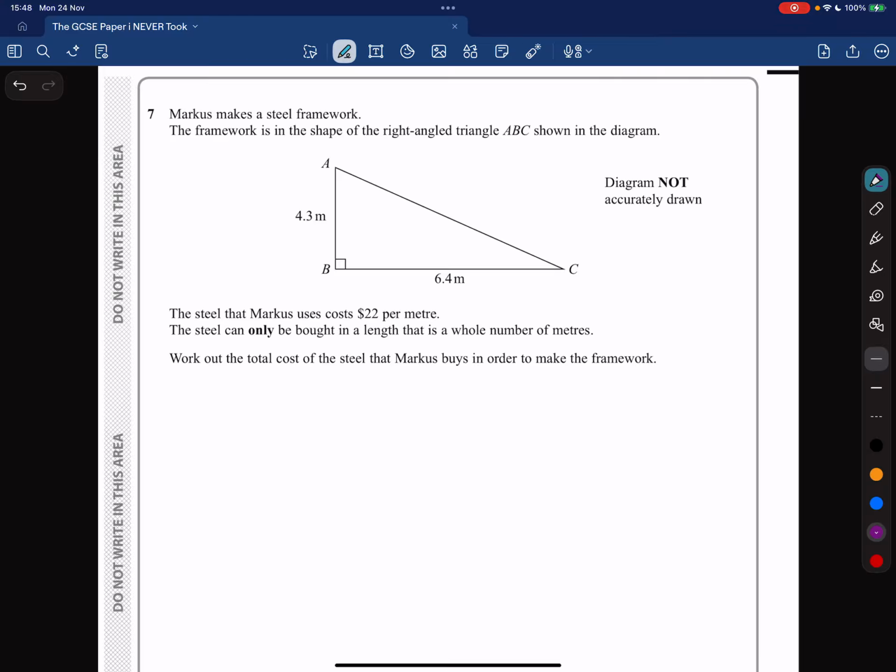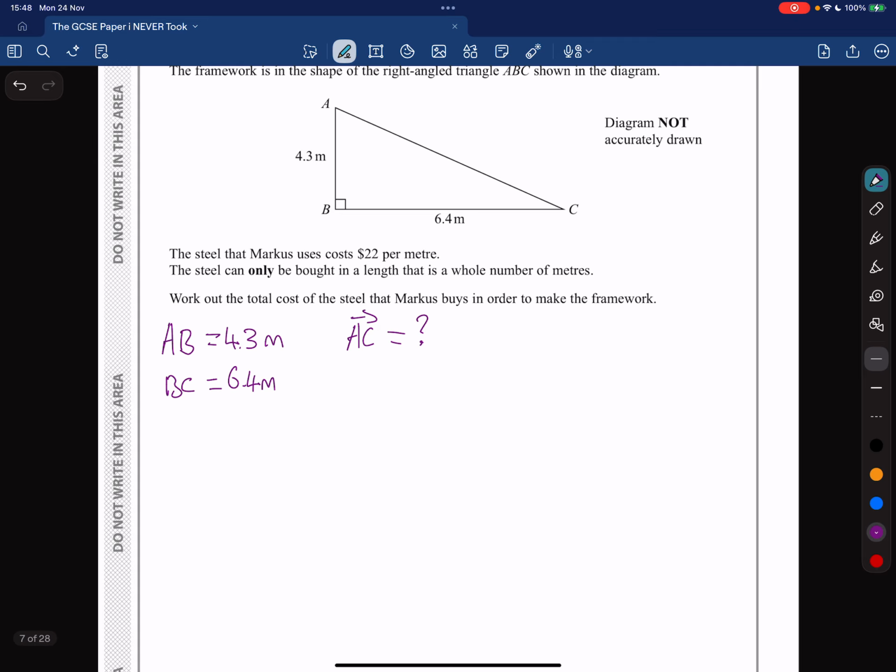So I'm going to call AB 4.3 metres. BC is equal to 6.4 metres. AC is equal to what? We use Pythagoras here, where AB squared plus BC squared is equal to AC squared. Therefore, we are finding AC.